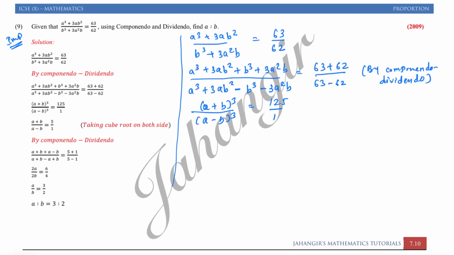Now taking cube root on both sides. If you take cube root, I will get (a plus b) upon (a minus b) is equal to 5 by 1. Here you cannot cross multiply because again terms are the same. See, a plus b, a minus b, only the difference is the sign. So I can take again componendo dividendo.